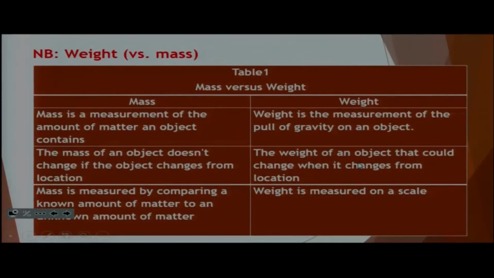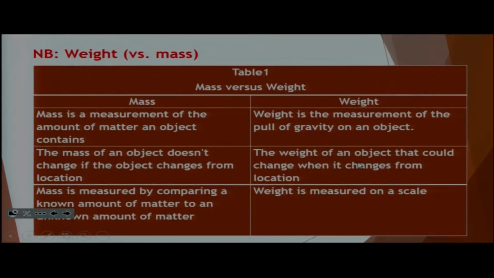Another important characteristic that we need to take note of is weight versus mass. We said all hazards have weight. Mass versus weight, very, very important. Mass is a measurement of the amount of matter an object contains. Also, the mass of an object does not change if the object changes location. If you move it from here to there, the mass will still remain the same, because it's the amount of matter contained in that particular object. Mass is measured by comparing a known amount of matter to an unknown amount of matter.